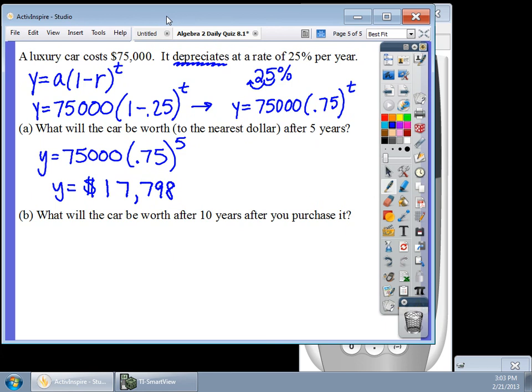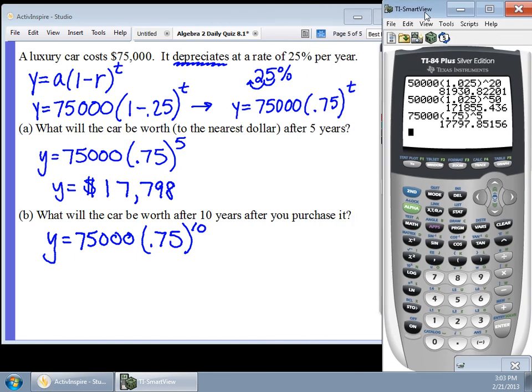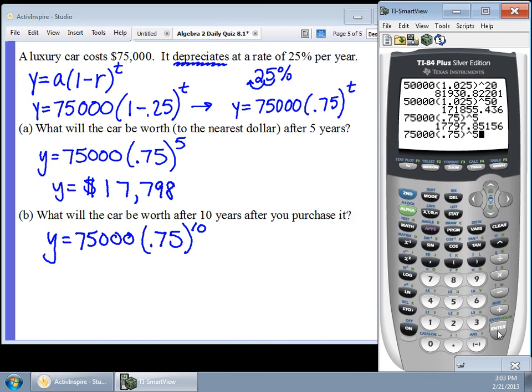What will the car be worth after 10 years? Same deal, just substituting 10. Y is 75,000 times 0.75 to the 10th power. So same deal, same equation. We're just replacing the 5 with 10. And so after 10 years, your car, which cost $75,000, now costs a grand total, rounding up, $4,224.